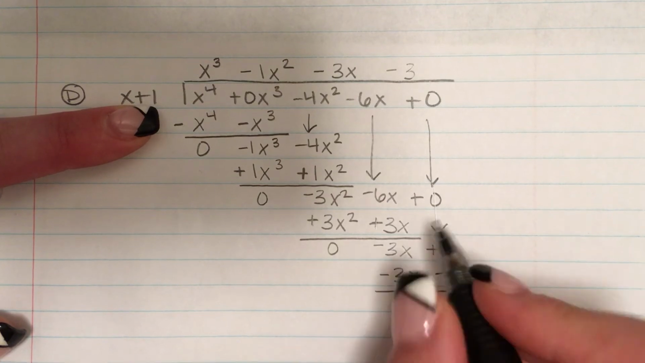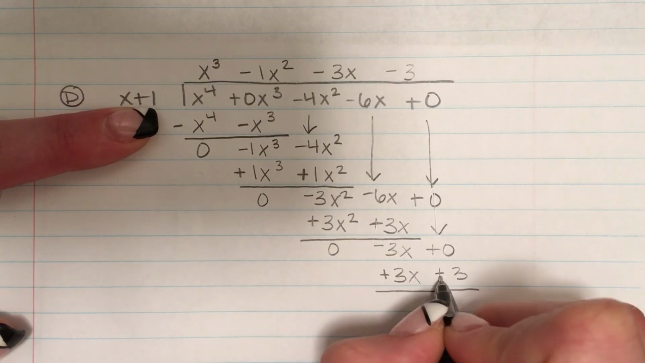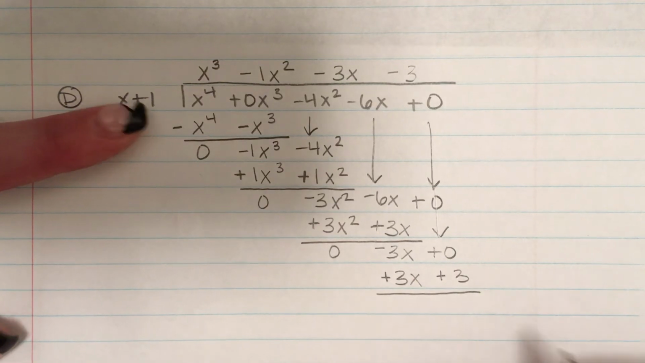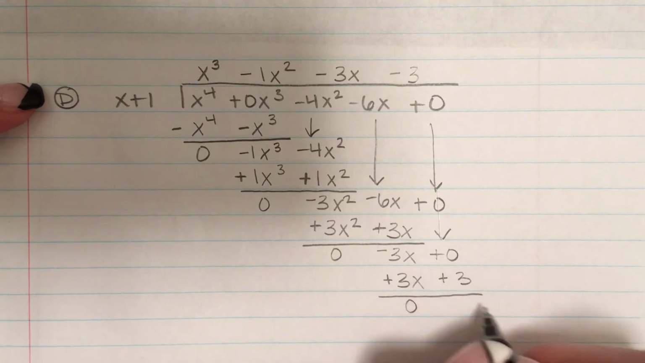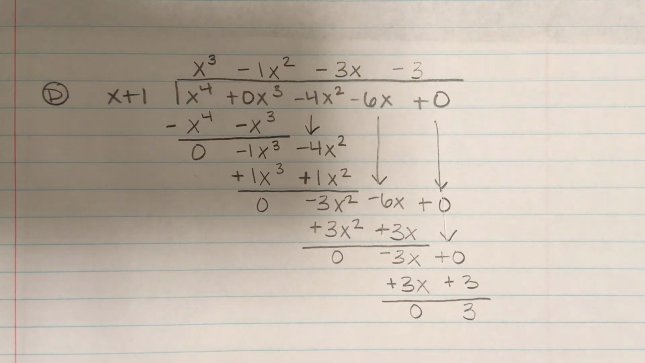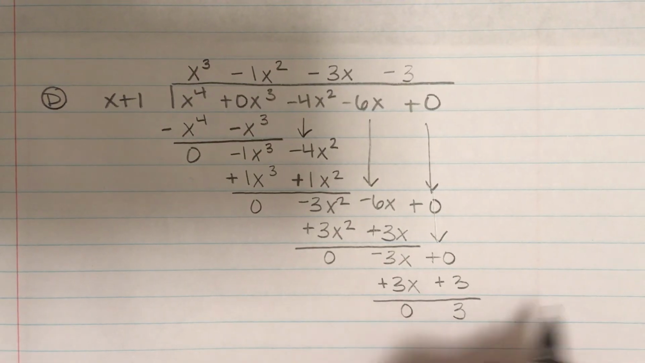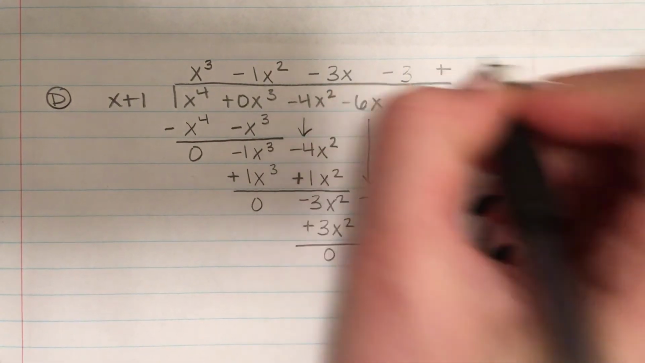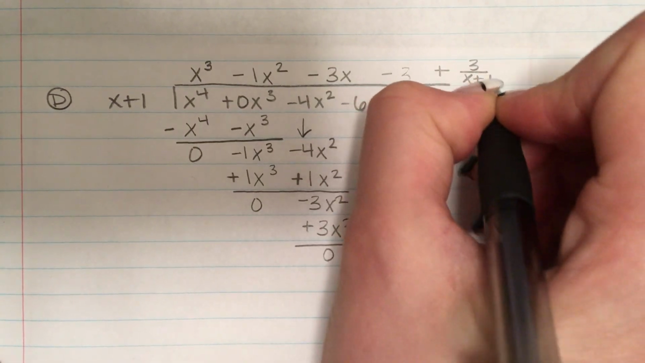And here we're subtracting a negative, so that makes a positive. Here we're subtracting a negative, that makes a positive. So these subtract to be 0 like they should. And then 0 plus 3 is 3. And see if you can remember what to do with that 3. So this 3 right here is your remainder, and it's positive, so I have a plus. And then I've got 3 over x plus 1.